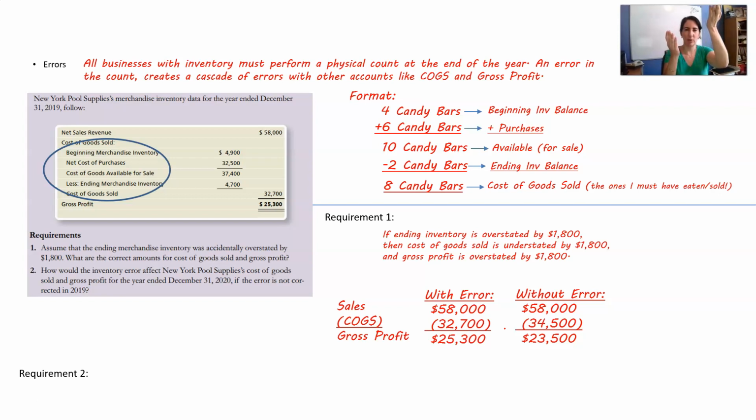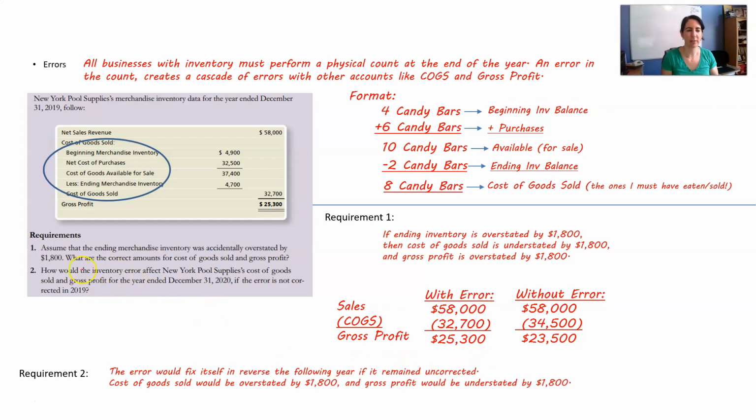Okay, so if I were to fix it, ending inventory was too high. Cost of goods sold was too low. So I'd make cost of goods sold a higher number. If I was fixing it, right, bring inventory down, bring cost of goods sold, make it a bigger number, and it'd be $34,500. And your gross profit should be $23,500.